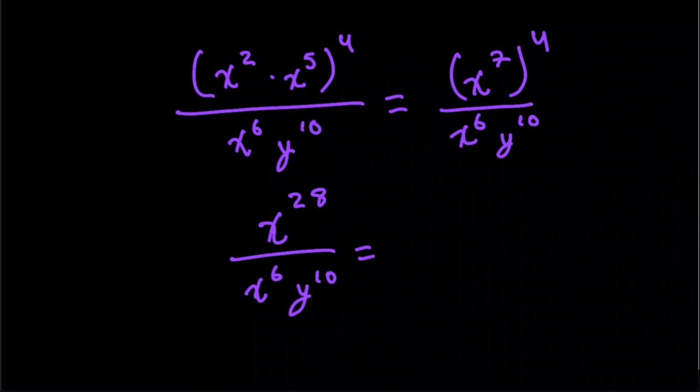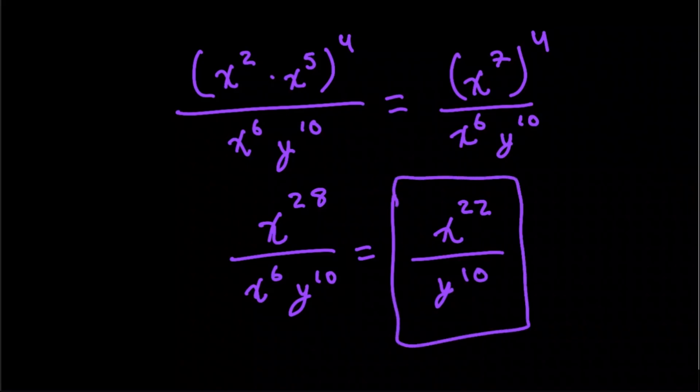Now we can just subtract 28 and 6 and get 22, which will give us x to the power of 22 over y to the power of 10. And remember, we can't do anything more than this because these two have different bases. So this is our final answer.